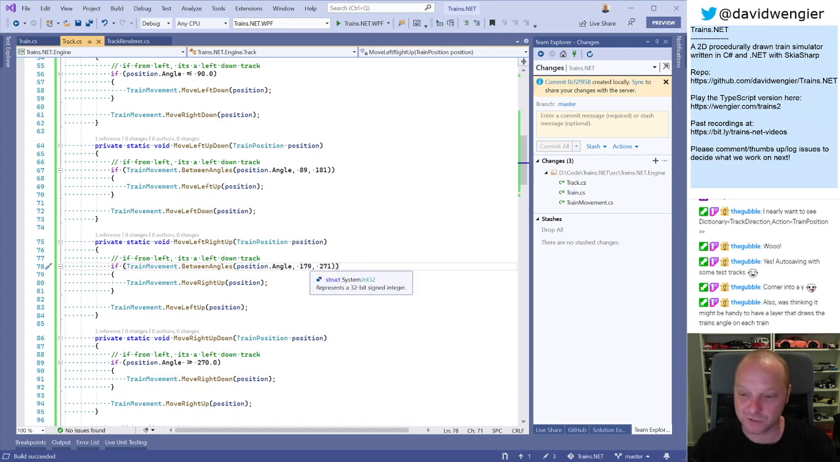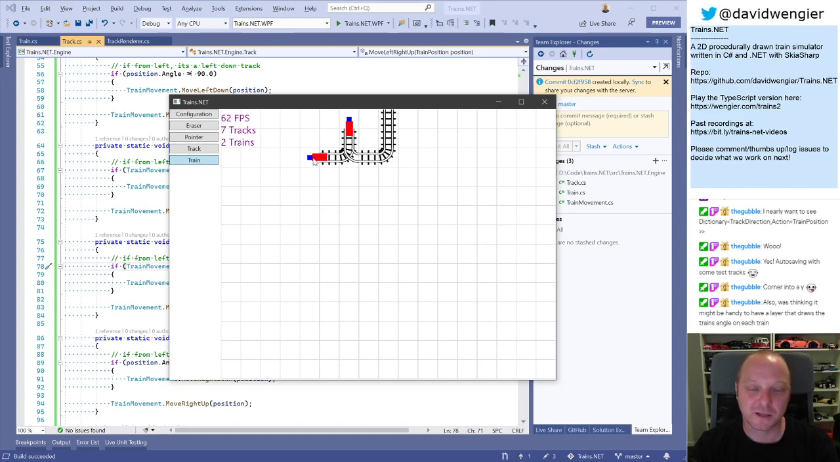And got a layer that draws the train's angle. Yeah, I was actually thinking the same thing. I was thinking last week what I really would have liked was a layer that drew the train's angle and the other angle, for which we still need a better name.